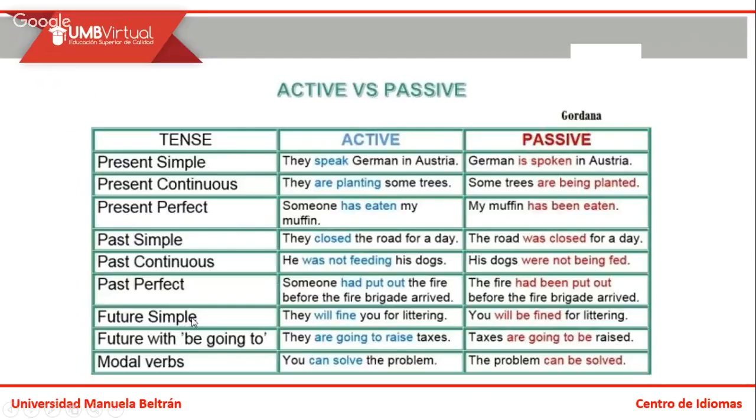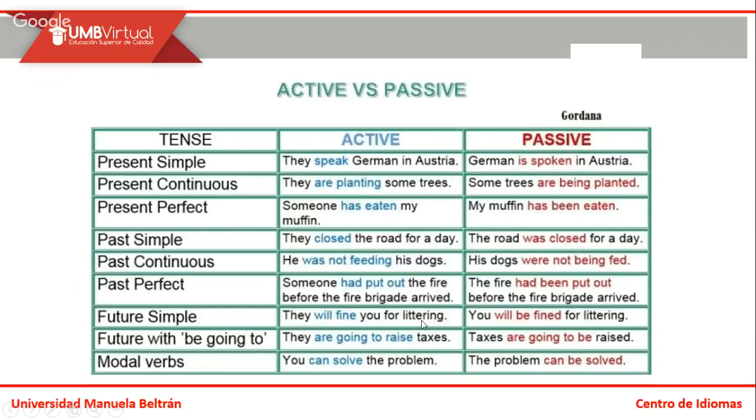So in the future simple, it's referring to something that we're going to do later, yes? We have two ways to use it, but it depends on our intention. If we want to express that we want to promise something or that we really want to do something, it just depends on that. In this regard, we have the future simple using will or using be going to. There are two options. Let's see the first one. They will fine you for littering. You will be fined for littering.